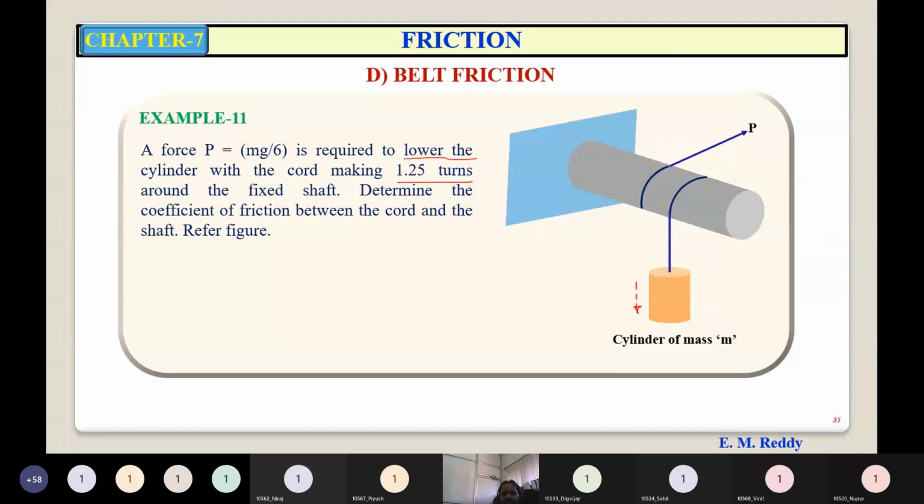The force P equal to mg upon 6 is required to lower the cylinder with the cord making 1.25 turns around the fixed shaft. Determine the coefficient of friction between the cord and the shaft. 1.25 turns means 1.25 turns. P, mg upon 6, is required to lower the cylinder. That means the impending motion of the cylinder is downwards.